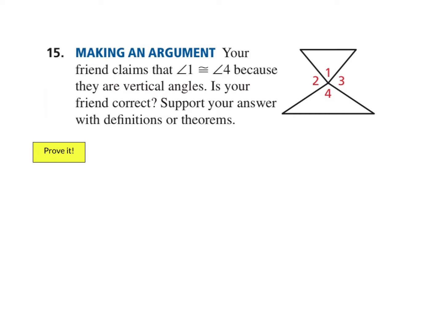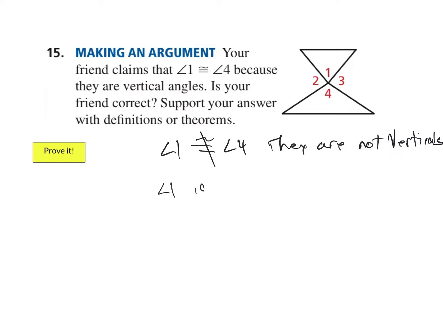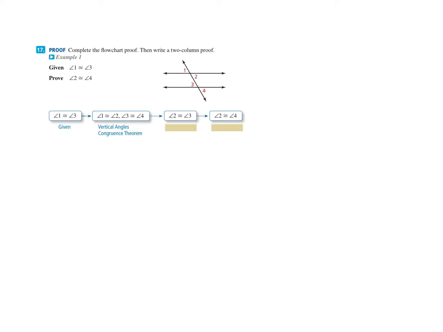Well, angle 1 is not congruent to angle 4, and they are not vertical angles because those aren't straight lines. The other thing is, angle 1 is acute, and angle 4 is obtuse. We probably could keep going. Let's see what the book says. It says additional answers, and I'm not looking it up. That's good enough.